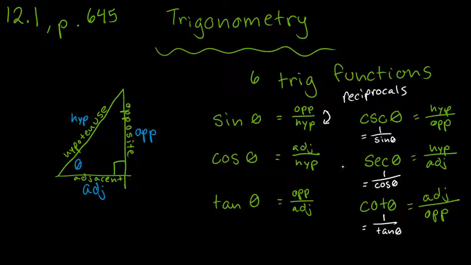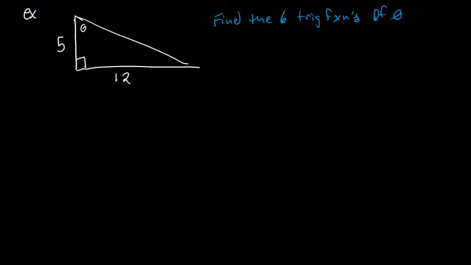So instead of it being opposite over hypotenuse, it's hypotenuse over opposite this time. And then hypotenuse over adjacent, and adjacent over opposite. If I can set these up, I can then solve some examples. Alright, I'm going to move on to the example portion of this video.